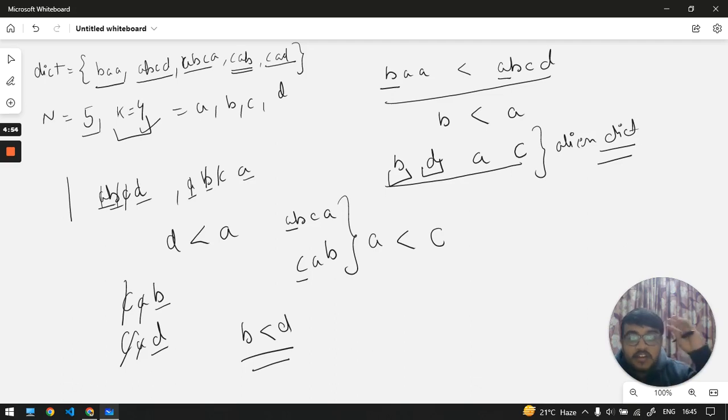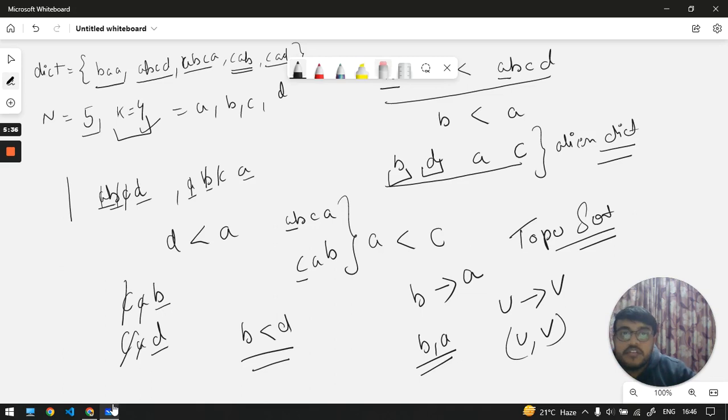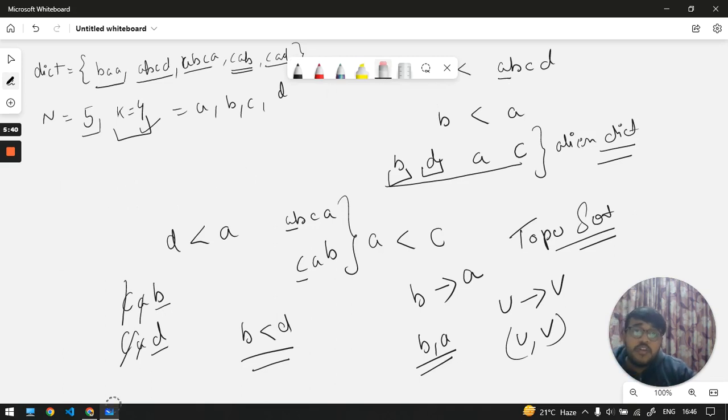So basically we can connect this to a graph, and in graph there is topological sort, topo sort, which means that if there is an edge from U to V, U should come before V. So if we consider that there is an edge from B to A, according to this, B is coming before A, or B is smaller than A, so there should be an edge from B to A. And its toposort will be B comma A, meaning B should be coming before A. Okay, so let me erase this first, and let's move to the solution of this question.